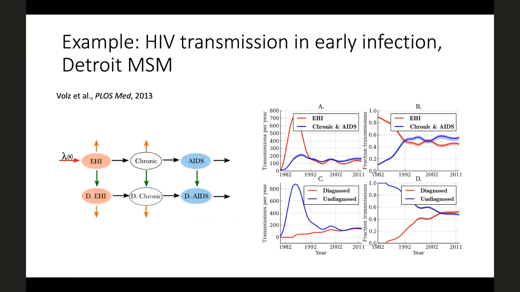As you see on the right, you've got the number of transmissions and the percentage of transmission. So you can see that the proportion from undiagnosed kind of peaks and then decreases, and the proportion from early HIV does the same.